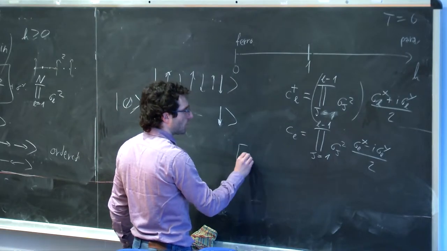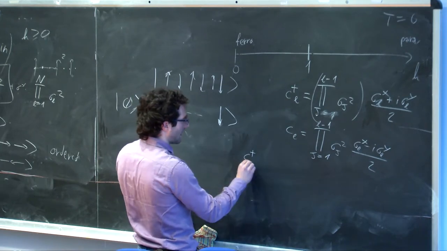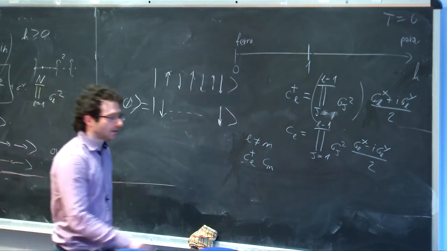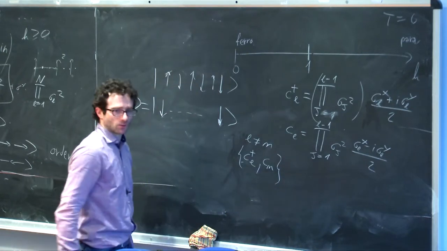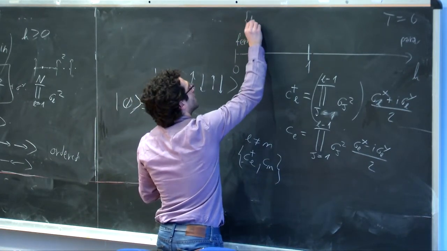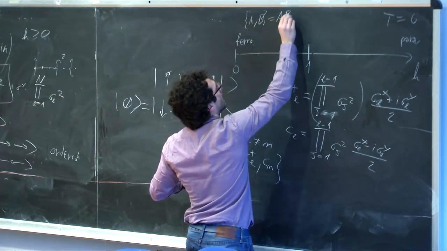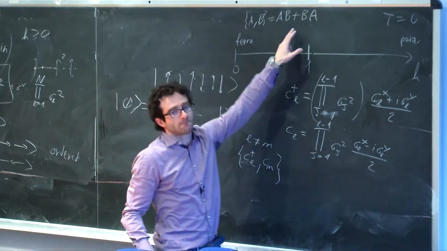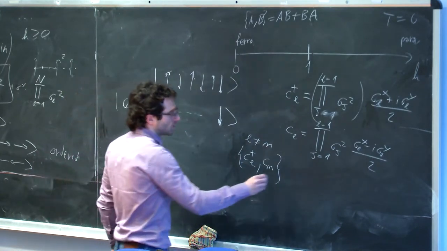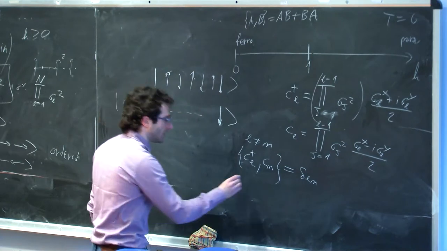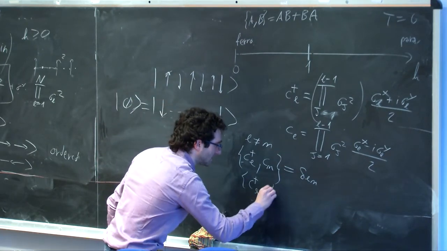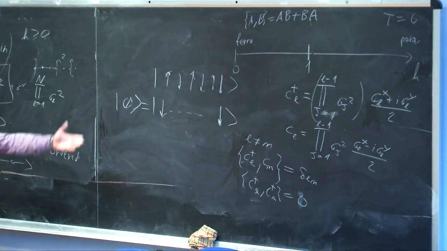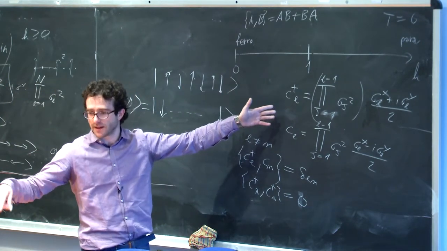Indeed, if we consider now C dag L and C N, for L different from N, what you can check is the anticommutator. The anticommutator of A and B is defined as AB plus BA, so it's like the commutator with a plus sign. And you find that this is equal to delta LN, and that C dag L, C dag N is equal to zero. You can check it. And probably you will do it after this lecture, in the tutorial.